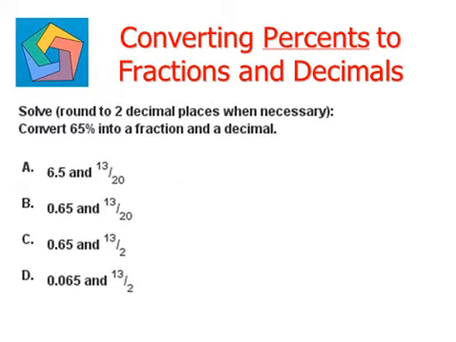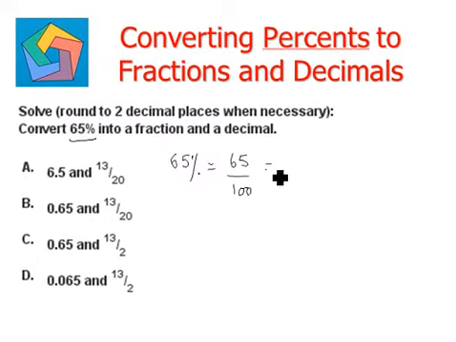Let's look at the next question. Solve, round to two decimal places when necessary. In this question, we have to convert 65% into a fraction. The rule remains the same. 65%, instead of the percent, we remove it and divide it by 100. So this becomes 65 by 100.